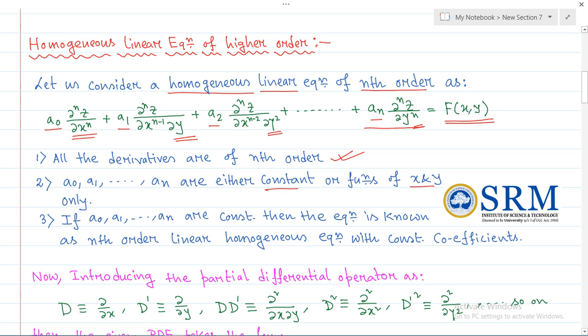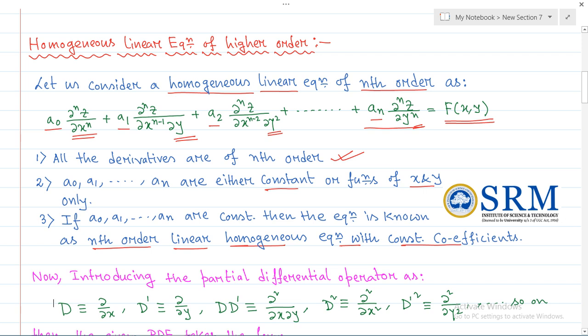If in particular we consider all these coefficients to be constant, then such an equation is known as the nth order linear homogeneous equation with constant coefficients. So in our syllabus we have the linear homogeneous equation of higher order with constant coefficients only. Here we will not consider the cases where a0, a1, a2, an depend on x and y.